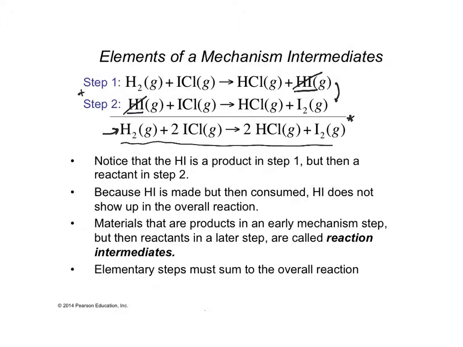This thing that we made and then immediately used is something called a reaction intermediate. It is a proposed species. Could we possibly know if this exists or not?